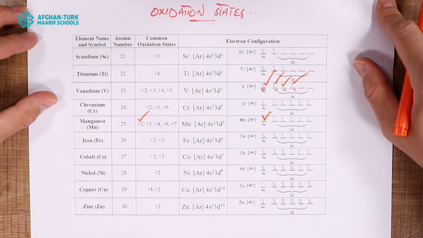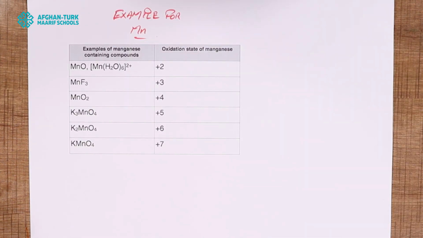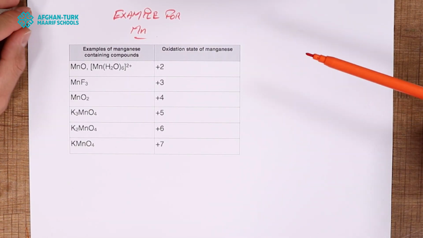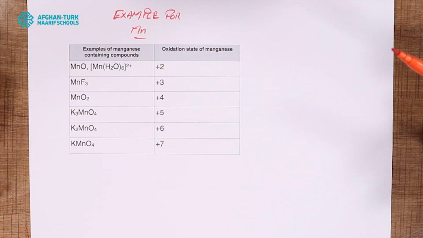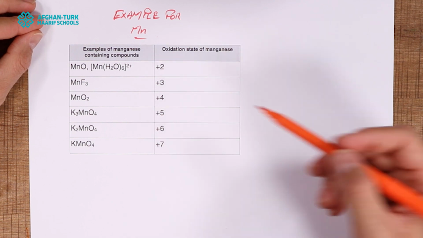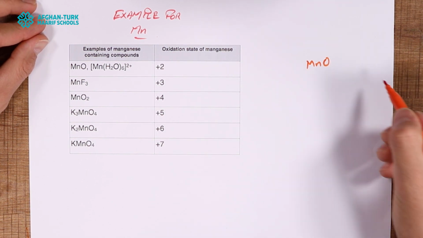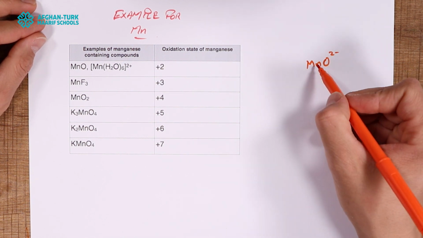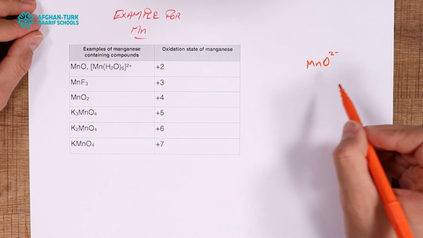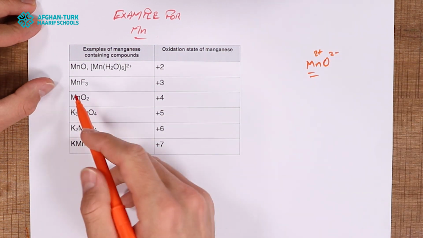Let me show you some examples of the oxidation states of manganese. If we look over here, it's manganese oxide. The oxide of manganese is plus 2. We know that in MnO, oxygen in oxide form is always minus 2. So only 2 electrons from the 4s orbital of manganese have gone. So it is plus 2.